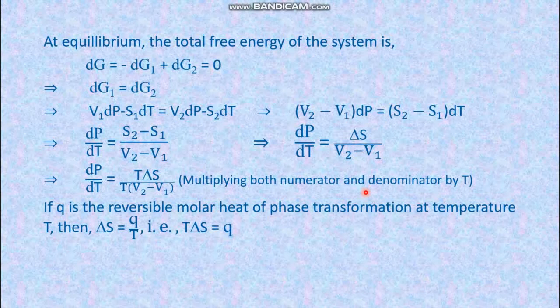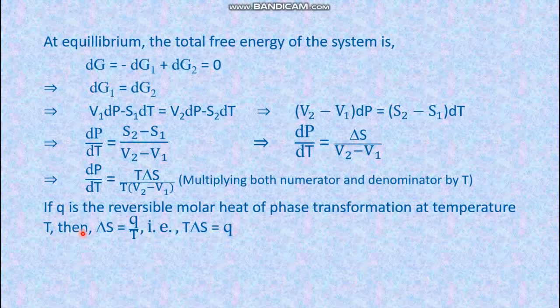Now we know the mathematical form of the second law of thermodynamics, where we say that if Q is reversible in nature, then Q by T is the change in entropy. So here Q is the reversible molar heat of phase transformation. That means it may be latent heat of vaporization, or it may be latent heat of sublimation. So this is the molar heat of phase transformation at temperature T, meaning the corresponding temperature. If it is vaporization, then it is the boiling temperature. If it is sublimation, then it's the sublimation temperature.